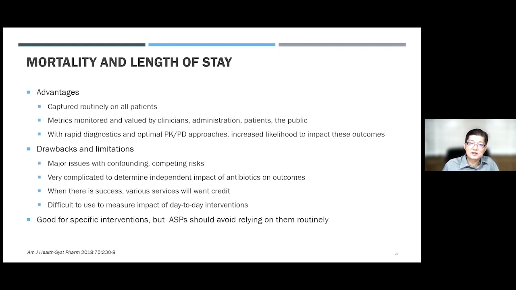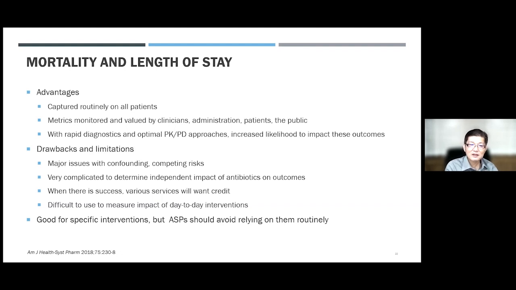The advantage is that the metric has been monitored and valued by clinicians, patients, and public administration, and it can be captured routinely on all patients. And in some institutions, if you see a high mortality, you can use this as a measure to improve the safety and the outcome, including if you use it with integration of the rapid diagnostic to optimize PK/PD approach, it can help you to optimize the patient outcome as well.